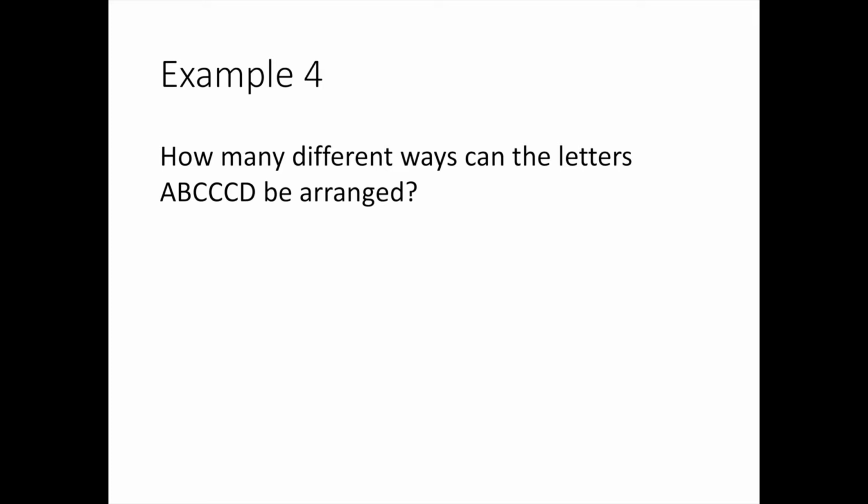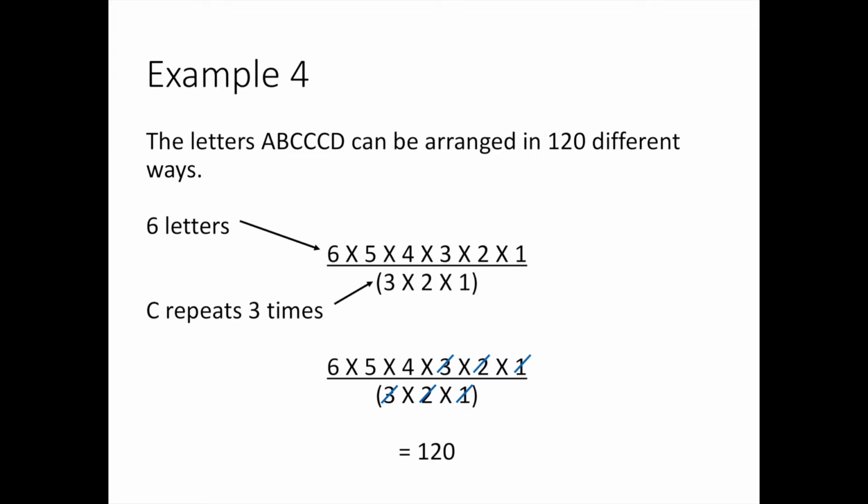How many different ways can the letters A, B, C, C, C, D be arranged? There are 120 different permutations. Let's look at how we got that. So there are 6 letters, so in the numerator you do 6 times 5 times 4 times 3 times 2 times 1. Now the letter C repeats 3 times, so in the denominator you do 3 times 2 times 1.